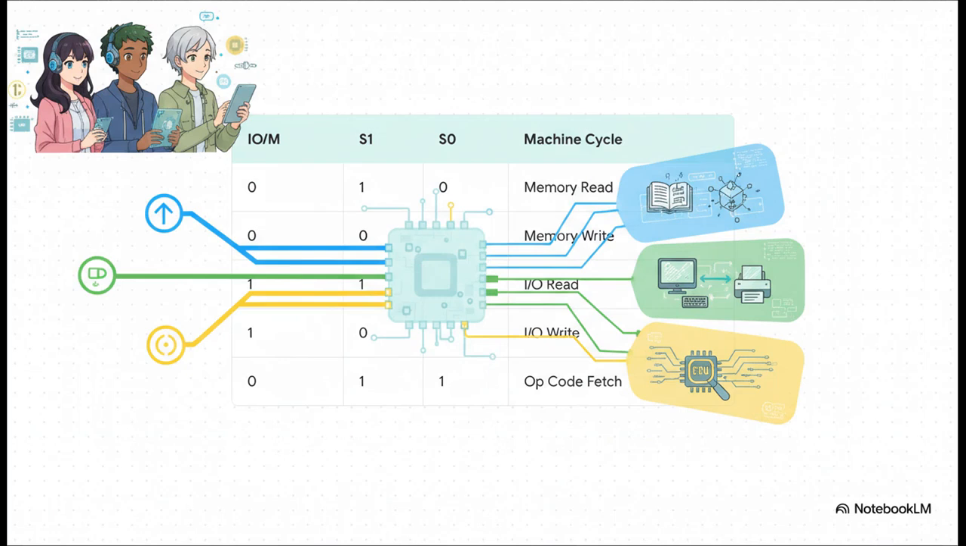And to be even more efficient, the 8085 combines a few signals to create what's called a status code. By just looking at the pattern of ones and zeros on these pins, other parts of the system know instantly if the processor is reading from memory, writing to a device, or grabbing a new instruction. It's like a simple code that describes the processor's every single move.